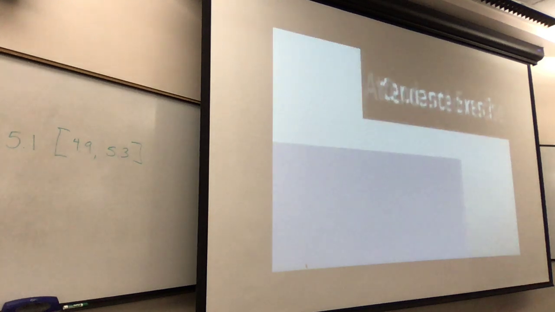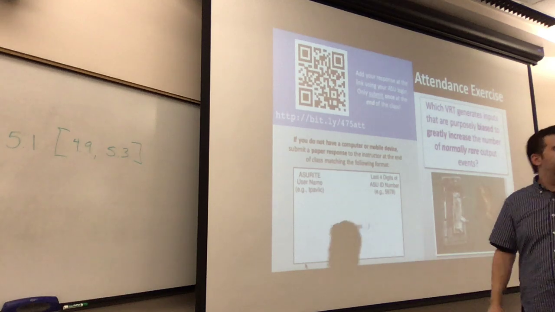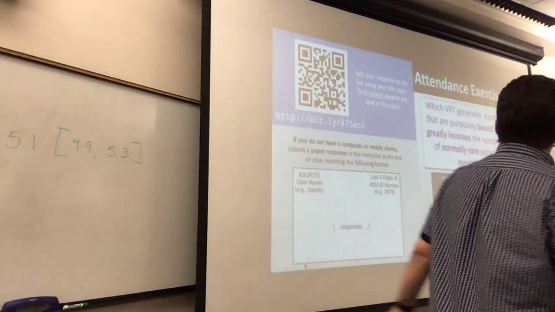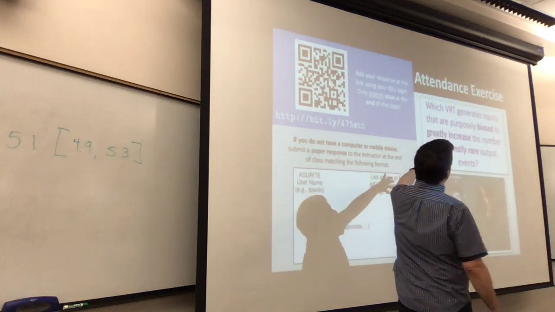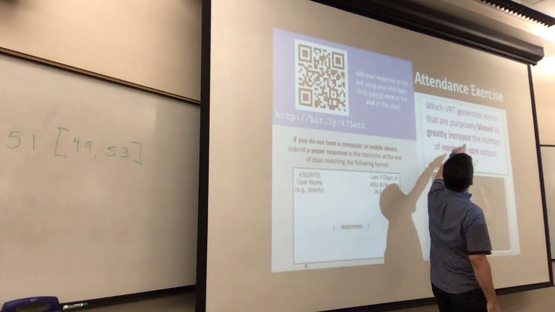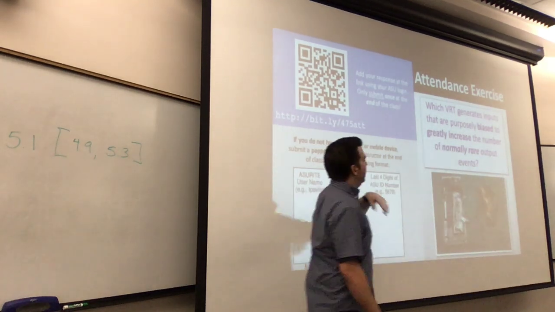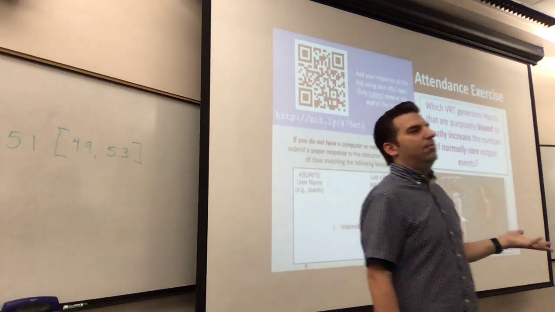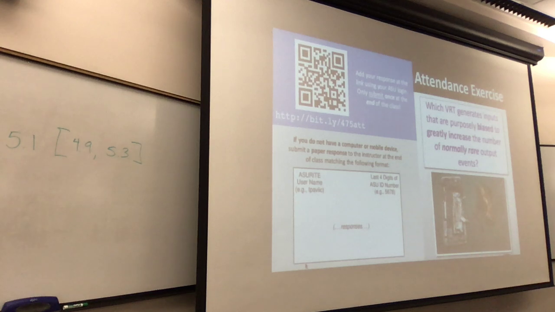All right, so let's do an attendance exercise then. We just went over 4 variance reduction techniques. Feel free to talk to your neighbor. I just want you to test your recall. Which variance reduction technique generates inputs that are purposely biased to greatly increase the number of normally rare output events? So of the 4, which one biases the input models to be artificial input models to produce more rare outputs than normal?